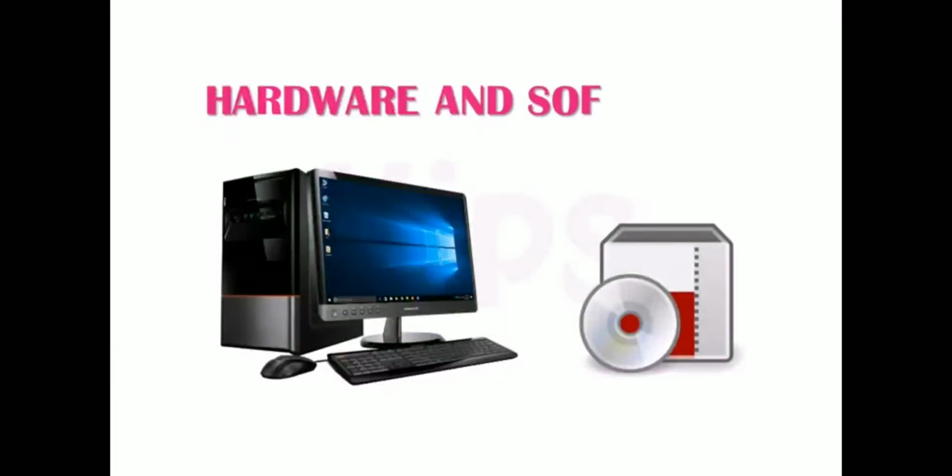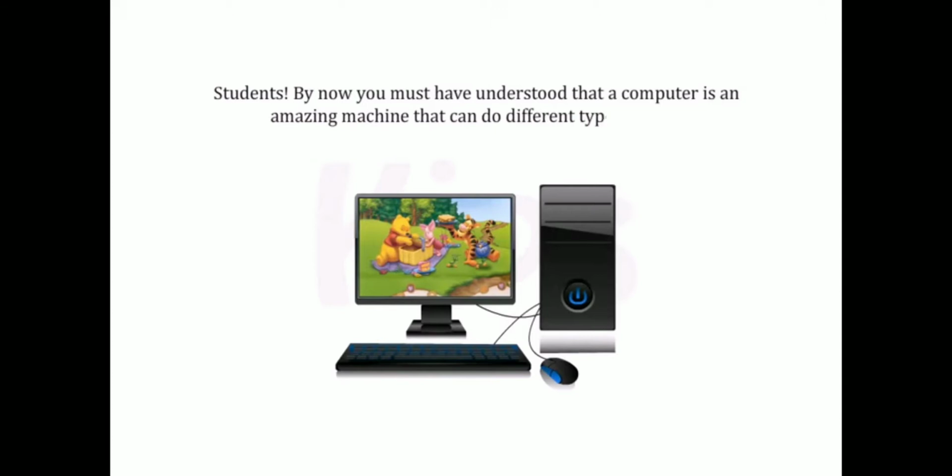Let us learn about hardware and software. Students, by now you must have understood that a computer is an amazing machine that can do different types of jobs. It has different parts that work together to form a computer system. The two basic parts of a computer system are hardware and software.